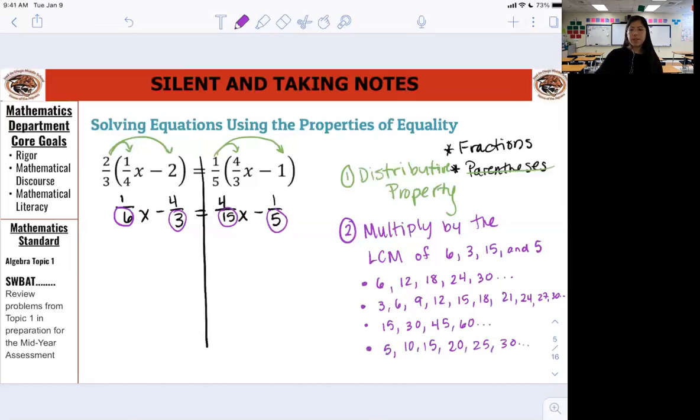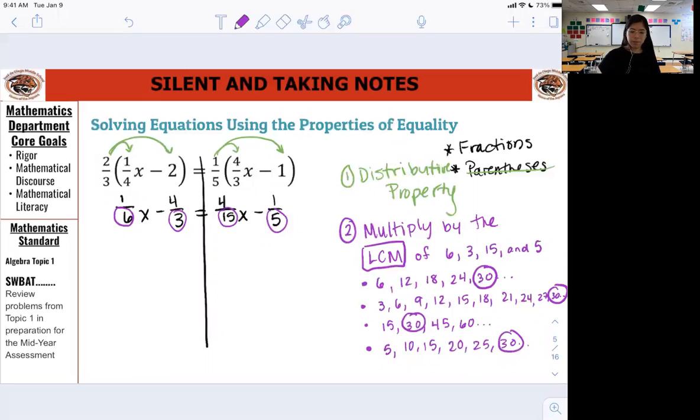30. Yeah, that's got 30, 30, 30, and 30. All right, do you see that? So that is my LCM. The number 30 is my magic number. That's what I'm going to multiply all the way across this entire equation. And the reason for that is that when you multiply by 30, it's going to eliminate all of those fractions. Every single one is going to go away.